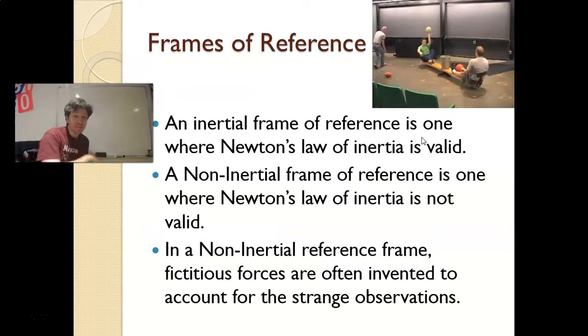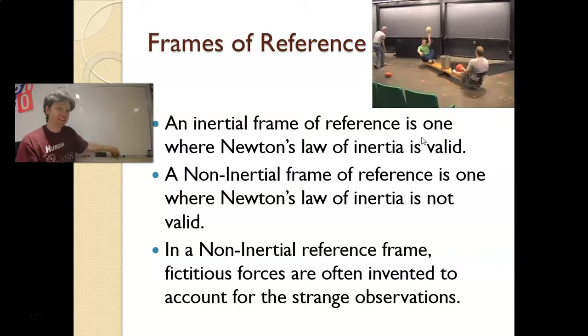So now we have two types of frames of reference. The examples I've been doing have all been inertial frames of reference. An inertial frame of reference is one where all laws of physics, all Newtonian laws, are valid. A non-inertial reference frame is when they're not valid. So what does that actually mean? A non-inertial reference frame is an accelerating reference frame.